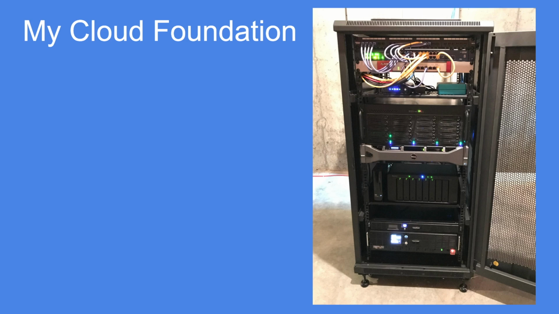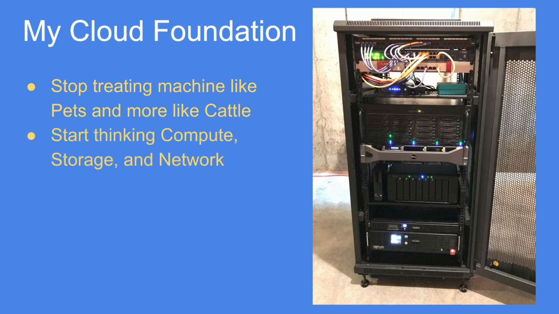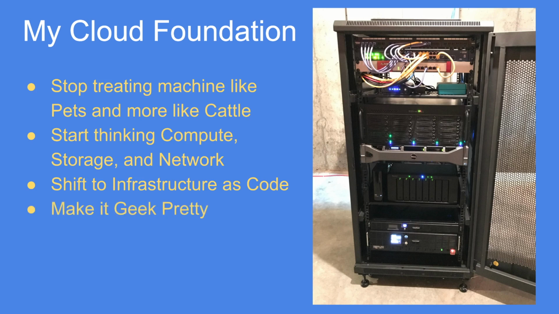So I decided I was going to modernize on some of the principles of cloud computing. This meant that I was going to start treating my compute more like cattle, being able to spin up these resources, put services on it. If one of them got sick, I'd kill it off and spin up a new one. Then I also wanted to start focusing, from a hardware level, on my home lab providing compute, storage, and networking. And then shift to an infrastructure as code philosophy. And then finally, I wanted to make it geek pretty. I wanted to have that rack with all of my machines in it and make it nice and pretty.